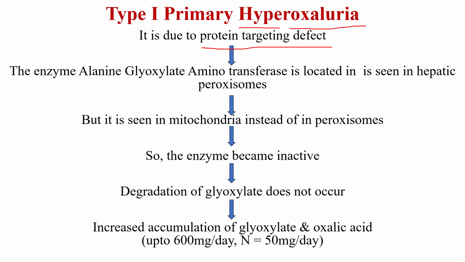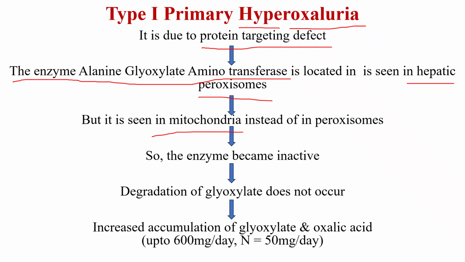You know that after transcription there is translation, and the proteins are synthesized. Then the proteins are targeted to a particular place, but due to some defect in the targeting, these proteins are misplaced. For example, in primary hyperoxaluria, the enzyme alanine glyoxylate aminotransferase is located in the hepatic peroxisomes. Where should it be located? This alanine glyoxylate aminotransferase has to be located in the hepatic peroxisomes, but it is seen in the mitochondria.